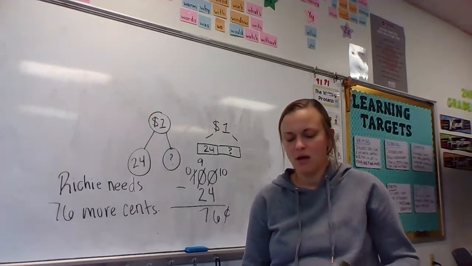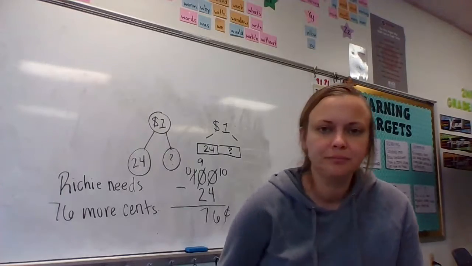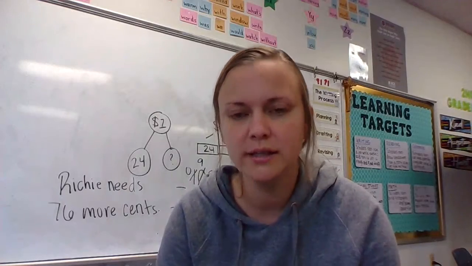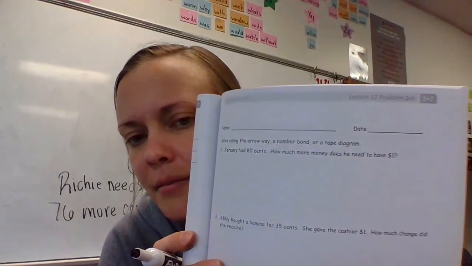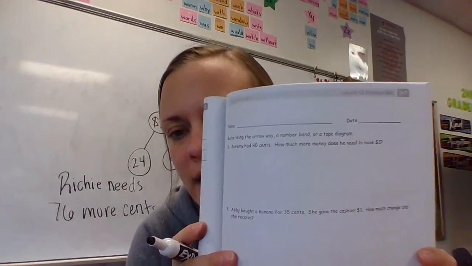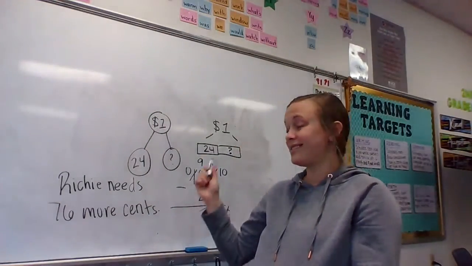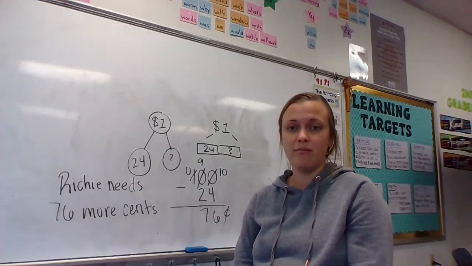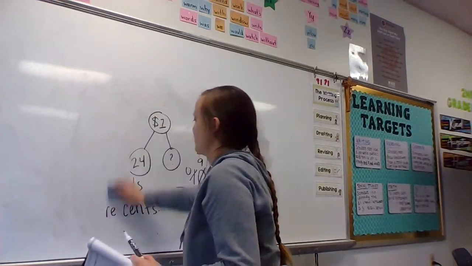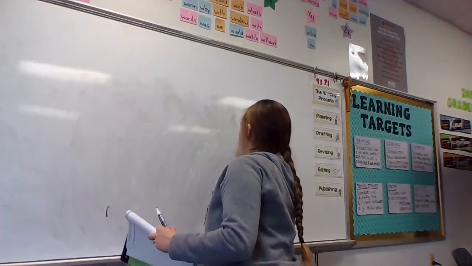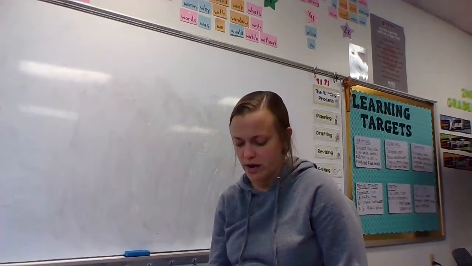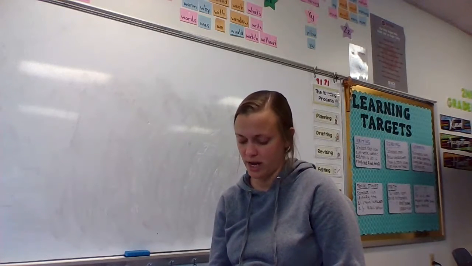Pretty easy. So I'm not really going to even teach a lesson. I'm just going to look at the problem set with you guys. So let's go to our problem set today. So number 1 says, Jeremy had 80 cents. How much more money does he need to have $1? It's the same problem as our read, draw, write, isn't it? It's just different numbers. So you can do the arrow way, you can do number bonds, you can do tape diagrams.